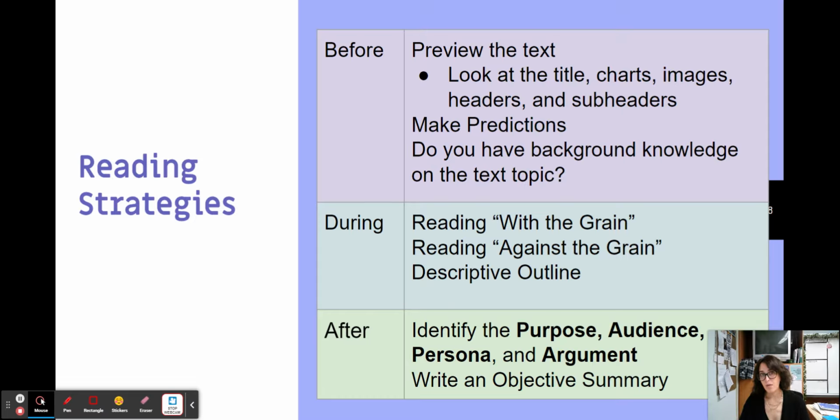And then I would write a summary, right? Because again, the summary is the best way for checking: do I understand this? What is this saying, right? We can read the summary without having to reread the whole article. And again, the purpose, audience, persona, and argument is stuff that we learned a couple class periods ago. And if you were absent, the video is recorded on Google Classroom. Okay, so that's before, during, and after.